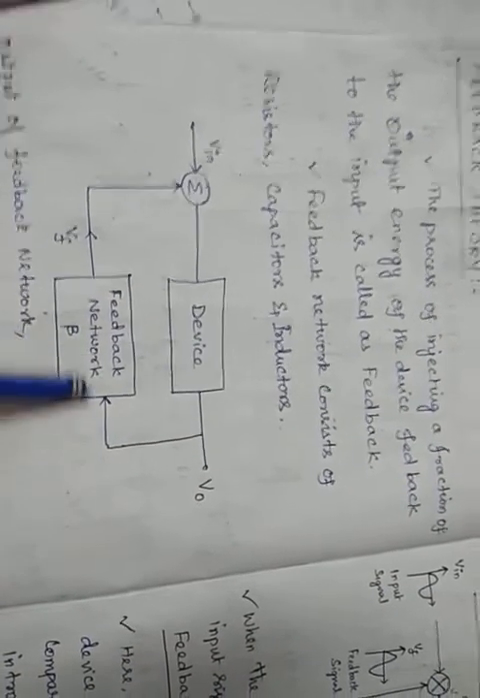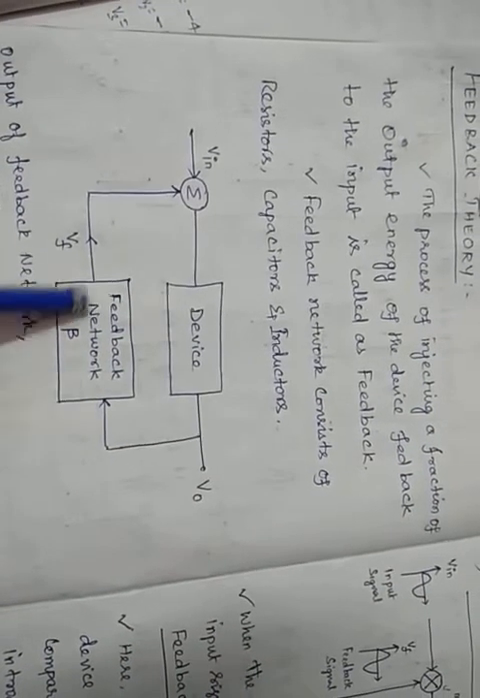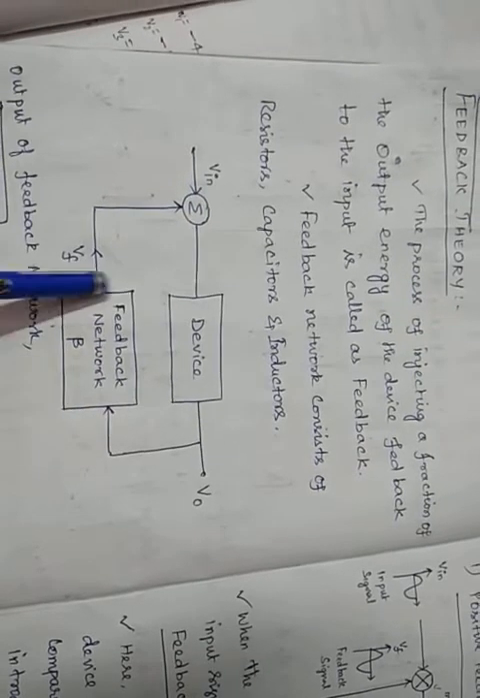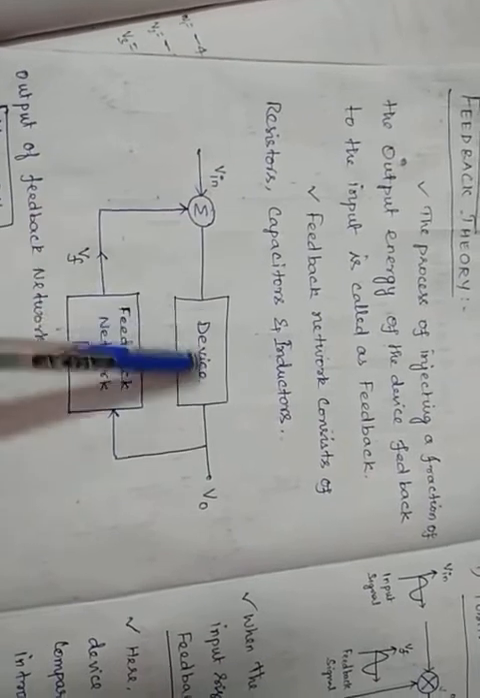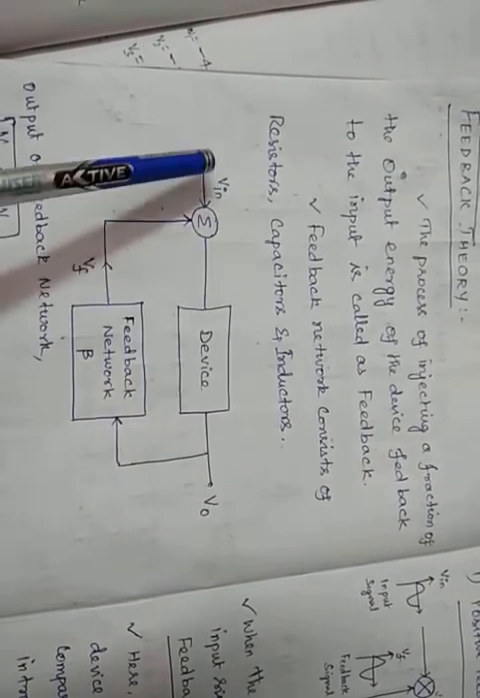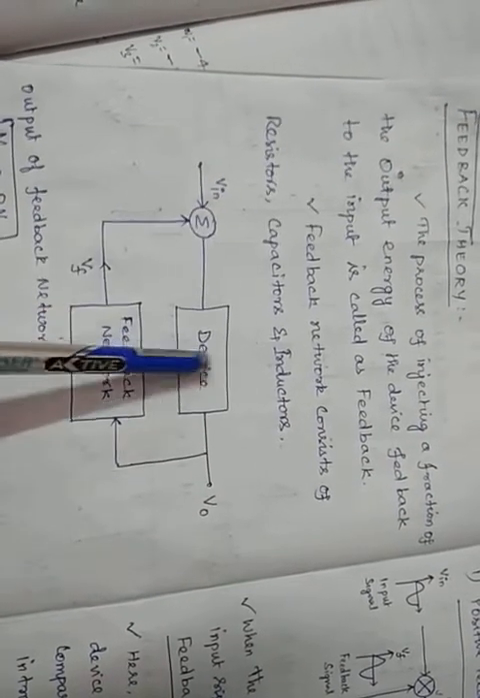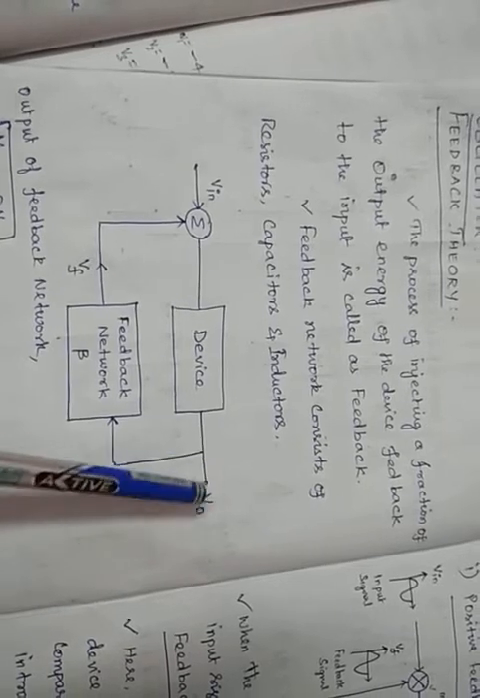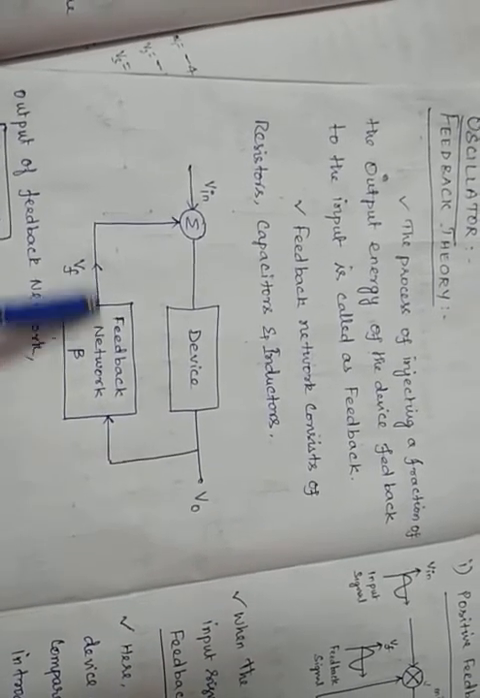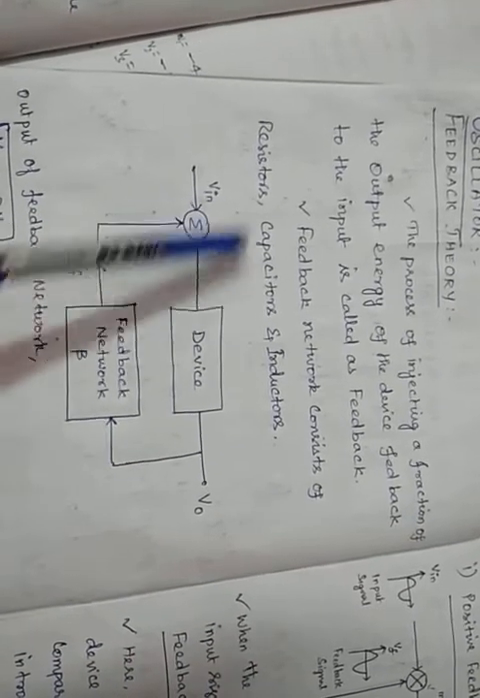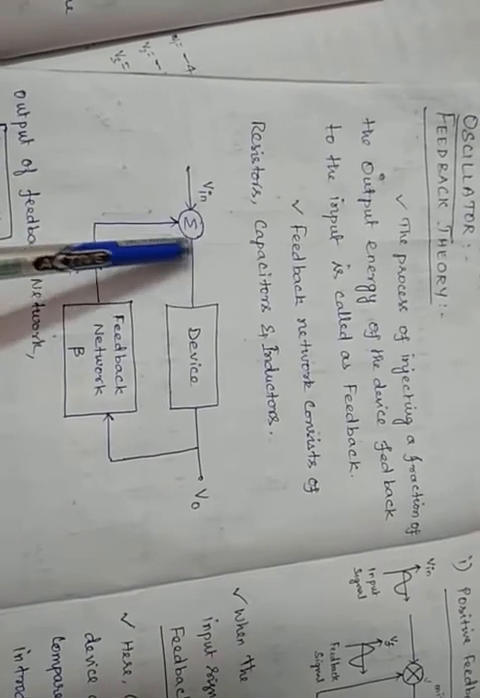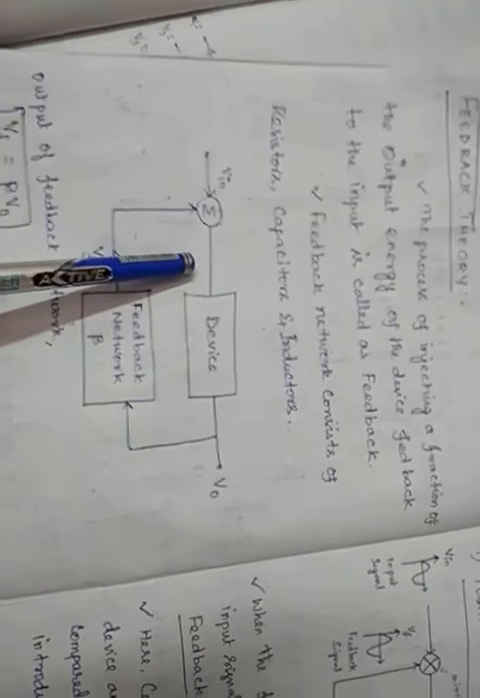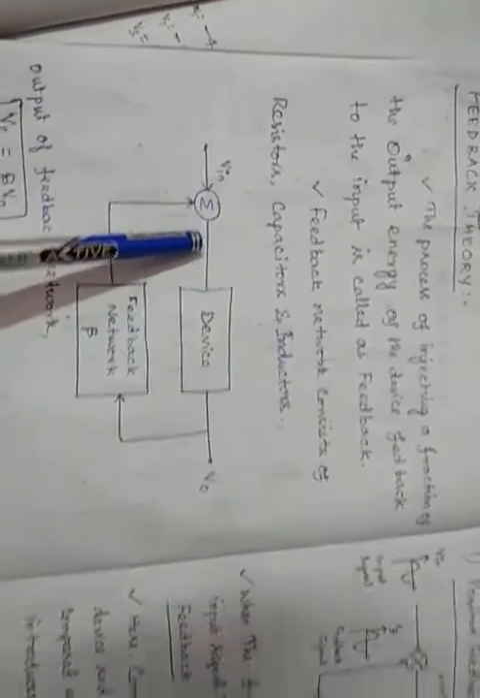So this network may consist of resistors, capacitors, inductors. This is a circuit diagram. Here I am using some device. When I apply an input to this device, it will produce some output, and some part of the output will be fed back with the input, right?